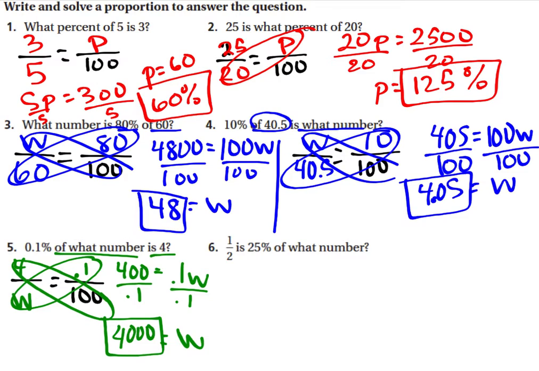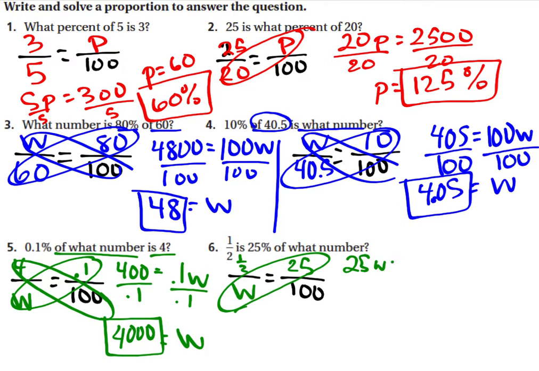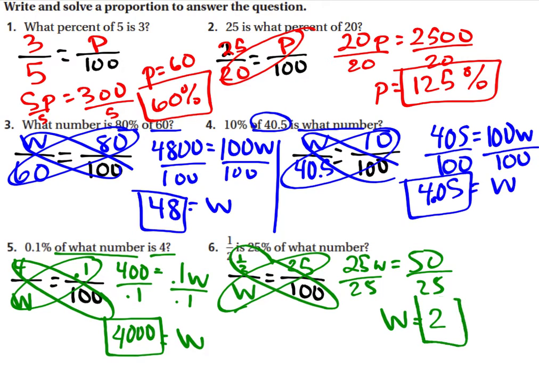1/2 is 25% of what number? Let's start with fraction equals fraction out of 100. 1/2 is 25% of what number? We don't know the number. We do our cross products. 25 times what number is 1/2 of 100, which is 50. We can divide both sides by 25, and we get that W is 2. So that means that 1/2 is 25% of 2.